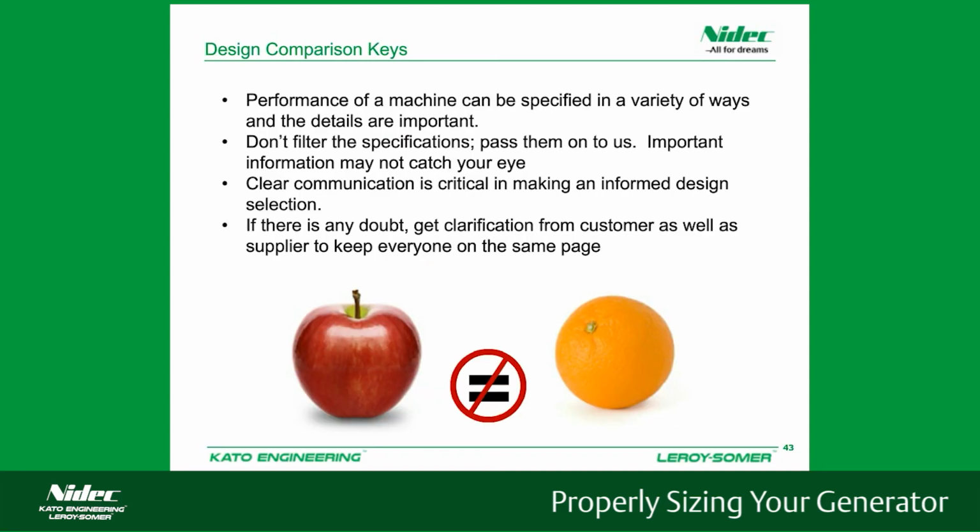So performance of the machine can be specified in a variety of ways, and the details are very important. Don't filter any specifications. We prefer to get all the specifications up front, even if it's too much information sometimes. Something that catches our eye might not necessarily catch your eye as something that we need to take into account when sizing the generator. Clear communication is critical up front to make sure that we get you the correct machine that you need. If there's any doubt, get clarification from the customer as well as the supplier to keep everyone on the same page.